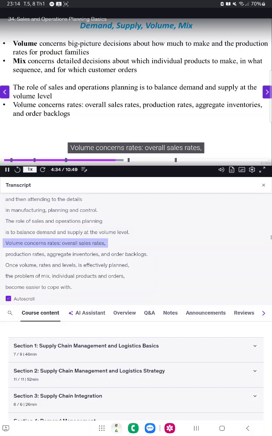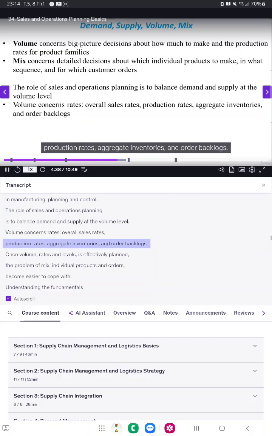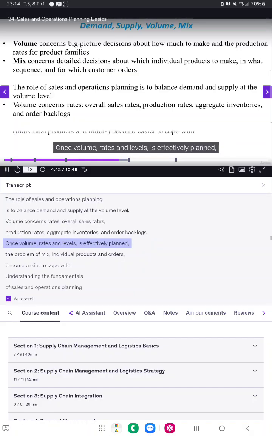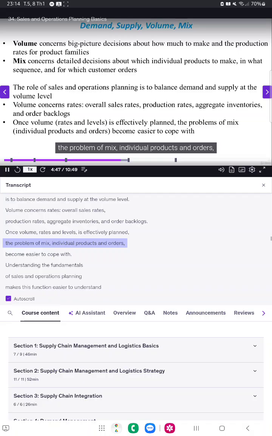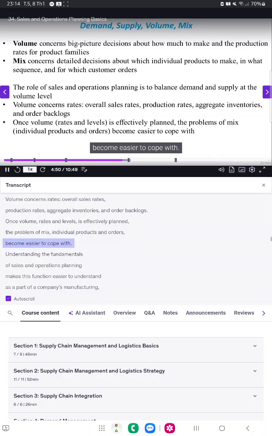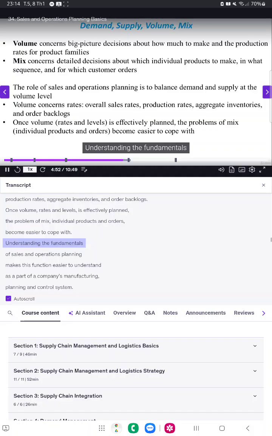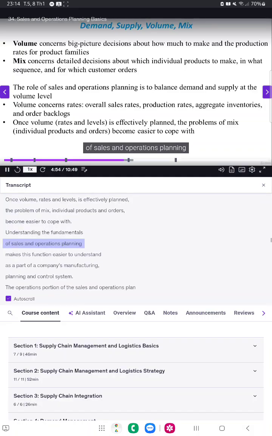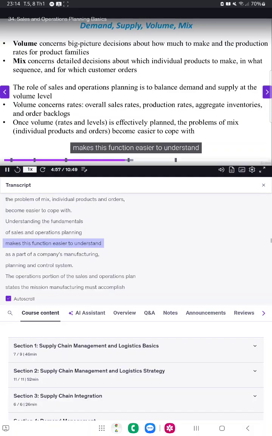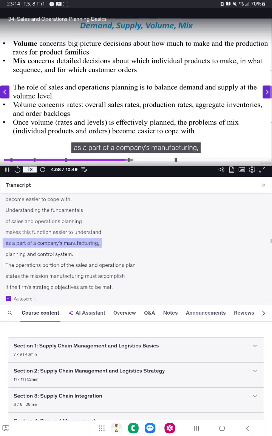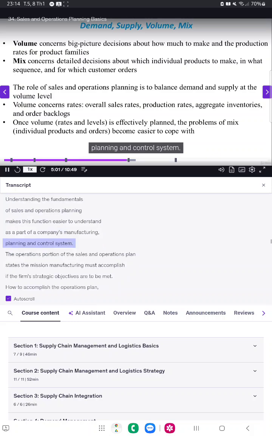Volume concerns rates: overall sales rates, production rates, aggregate inventories, and order backlogs. Once volume, rates, and level are effectively planned, the problem of mix, individual products, and orders becomes easier to cope with. Understanding the fundamentals of sales and operations planning makes this function easier to understand as a part of a company's manufacturing, planning, and control system.